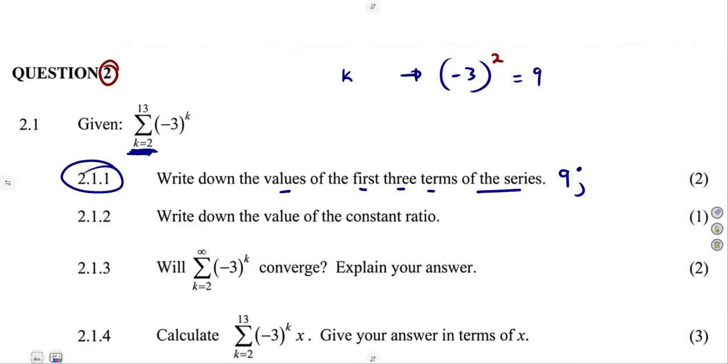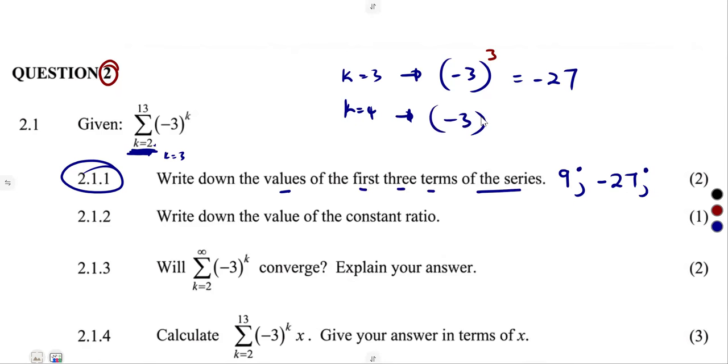We do the same thing where our k moves on from 2. We add 1, so now k is 3. You raise this to the exponent of 3. From your calculator, that gives you a negative 27. So you move on. When k is equal to 4, you do the same, negative 3 to the exponent of 4, and that gives you positive 81. So those are the first 3 terms that you're given.